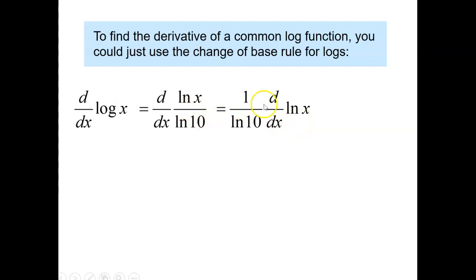So what I did here is I pulled out 1 over the natural log of 10 as a constant, and then took the derivative of the remaining function, which we just found was 1 over x. This is the derivative of a common log. It is equal to 1 over x times 1 over the natural log of 10.